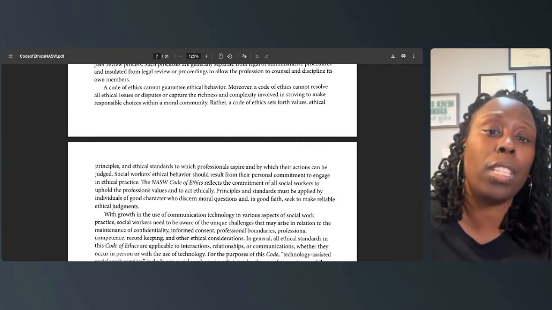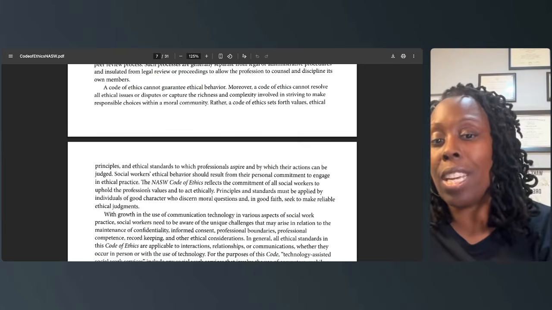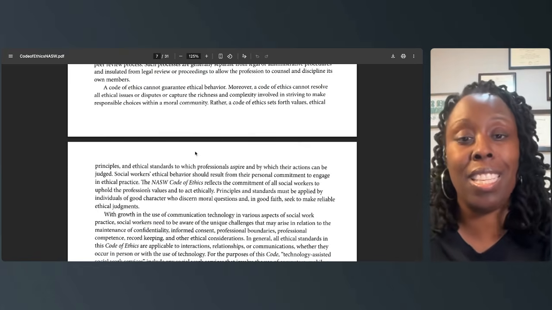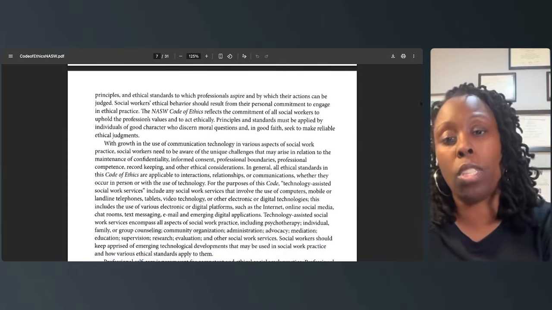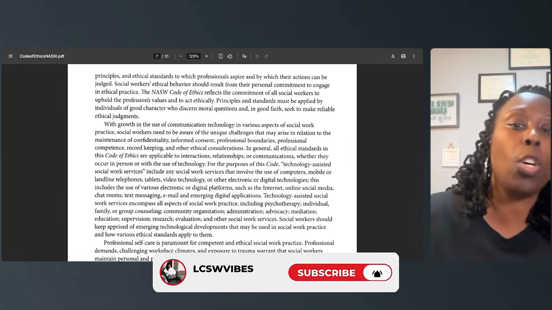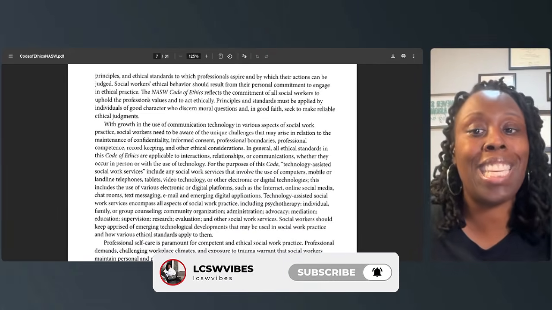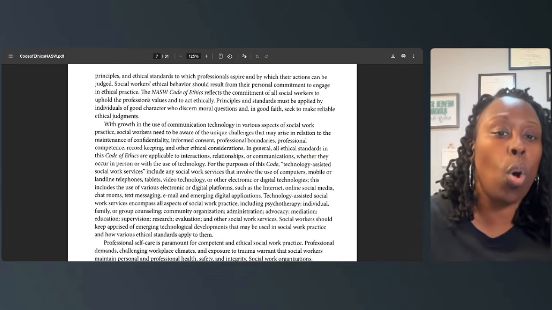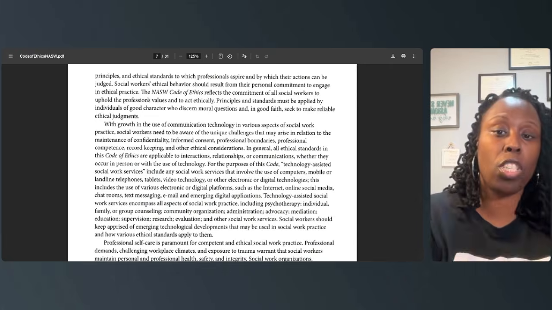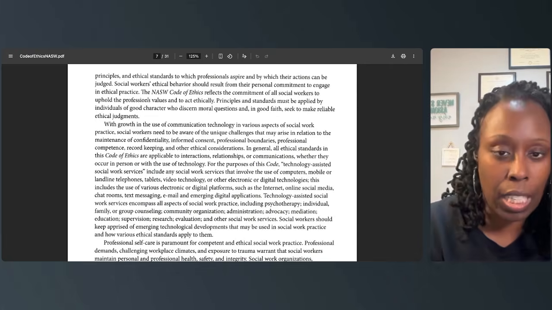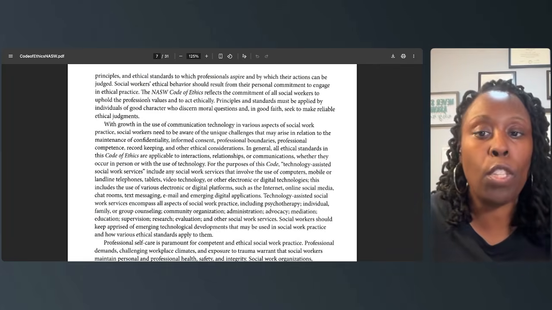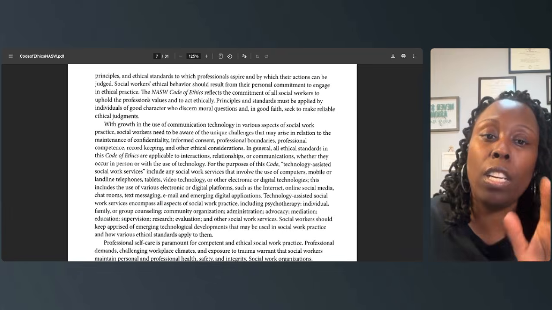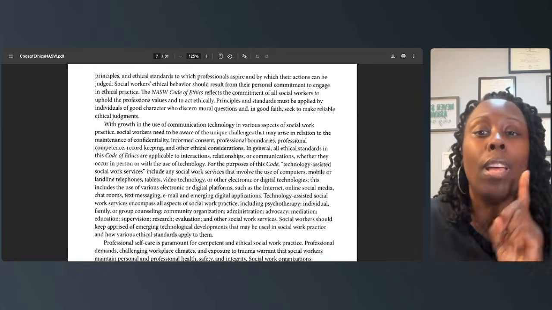A code of ethics sets forth the values, the ethical principles, and the standards to which a profession aspires and by which its actions can be judged. That is the key. That is what we have to remember when it comes to this code of ethics, for sure. Social workers' ethical behavior should result from their personal commitment to engage in ethical practice. The NASW Code of Ethics reflects the commitment of all social workers to uphold the profession's values and to act ethically. Principles and standards must be applied by individuals of good character who discern moral questions and, in good faith, seek to make reliable ethical judgments.